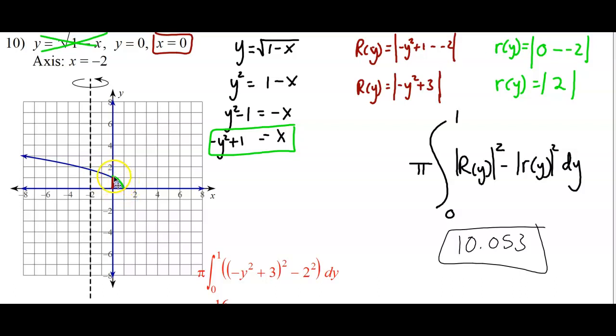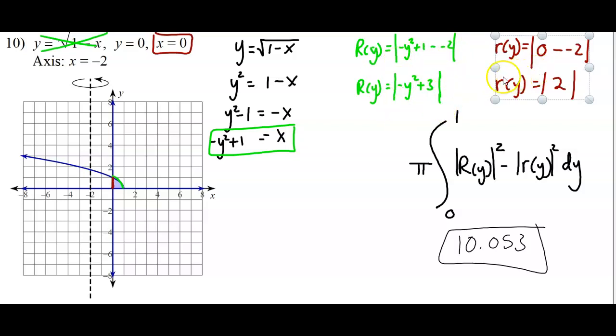Now the other equation that creates a boundary here is this red line here. And that's the equation x equals 0. So my big radius is, I've got my colors backwards here unfortunately. This was supposed to be green, this was supposed to be red, but I think I can maybe fix that right now. Let's try it out. All right, so my big radius is this green line because it's farther away from the dotted line. And that's going to be that green function minus the axis of revolution, which is x equals -2. So we have minus a -2, which becomes plus 2. 1 plus 2 is 3. So my big radius now is that.